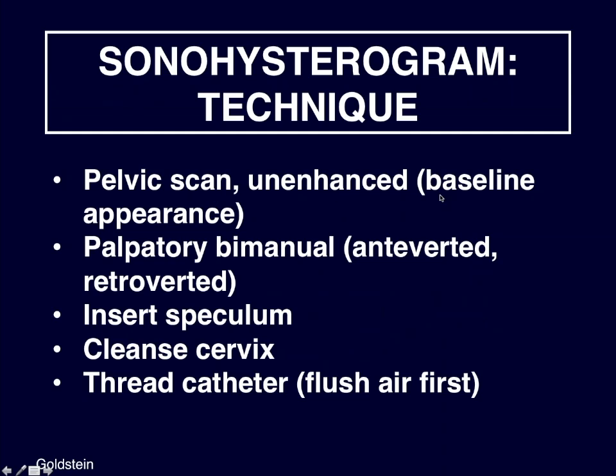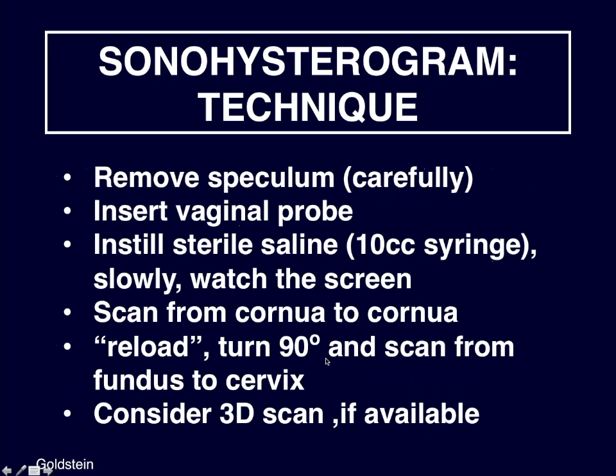I do a pelvic scan in an enhanced baseline mode. I still do a palpatory bimanual exam, although increasingly you can tell if the uterus is anteverted or retroverted by your ultrasound. Put the speculum back in. I clean the cervix, usually with a betadine type solution, and then I thread my catheter in, being sure to flush the air out first. Take the speculum out. I say here carefully because I still haven't invested in single-hinged specula. I reinsert the vaginal probe. I like to use 10 cc syringes, but whatever you're comfortable with.